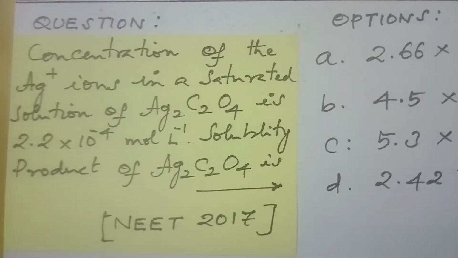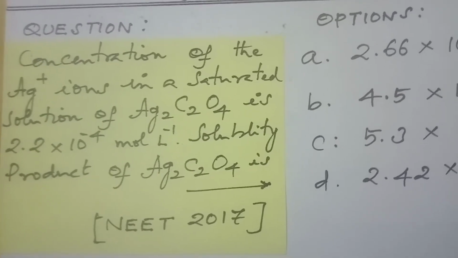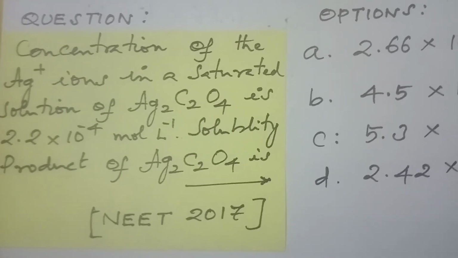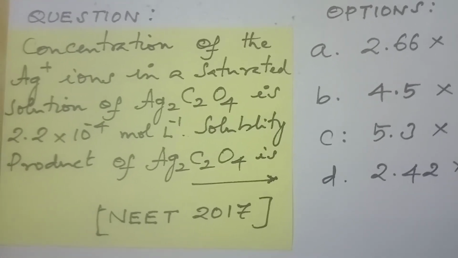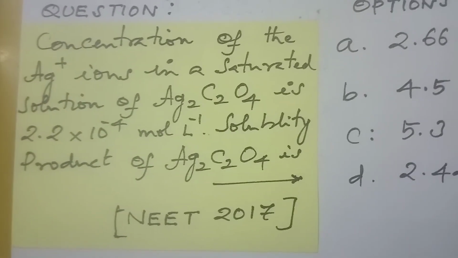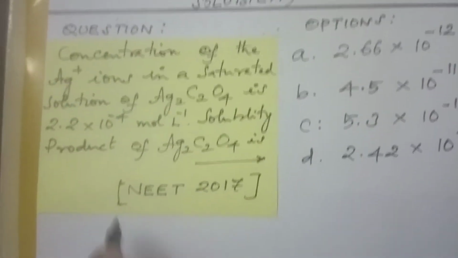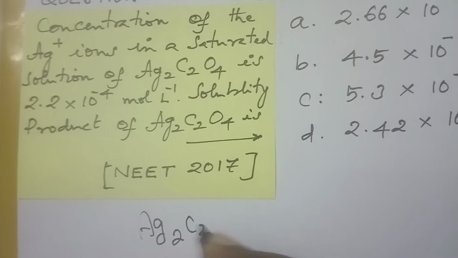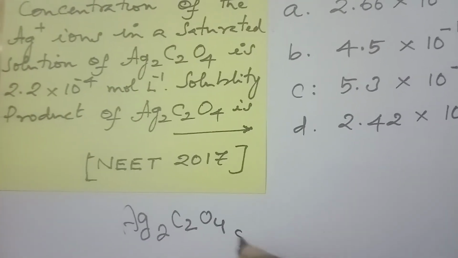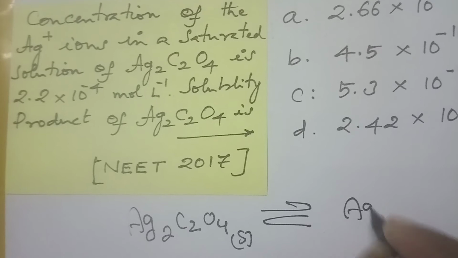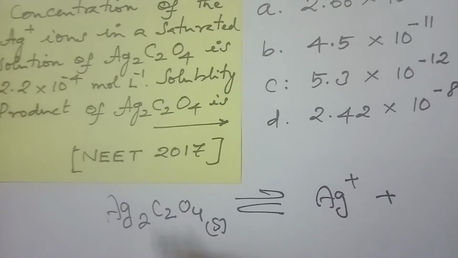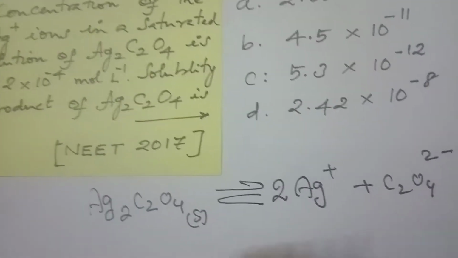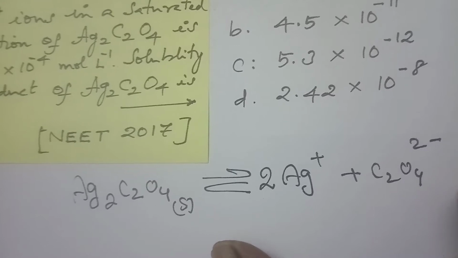Concentration of the silver ion in a saturated solution of silver oxalate is 2.2 into 10 power minus 4 moles per liter. Solubility product of silver oxalate is? The question is over. Now let us write the chemical given: silver oxalate, Ag2C2O4, which is in the solid state, sparingly soluble, ionized to give silver ion 2 Ag+ and the oxalate ion C2O4 2 minus. This is the equilibrium equation given.